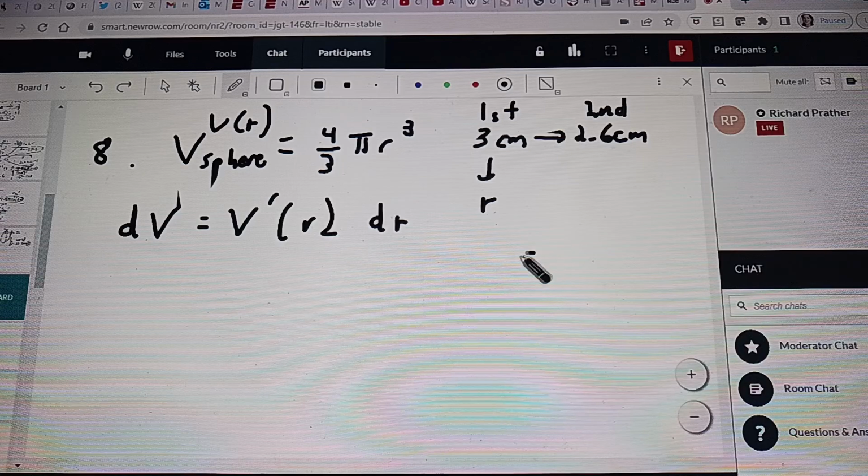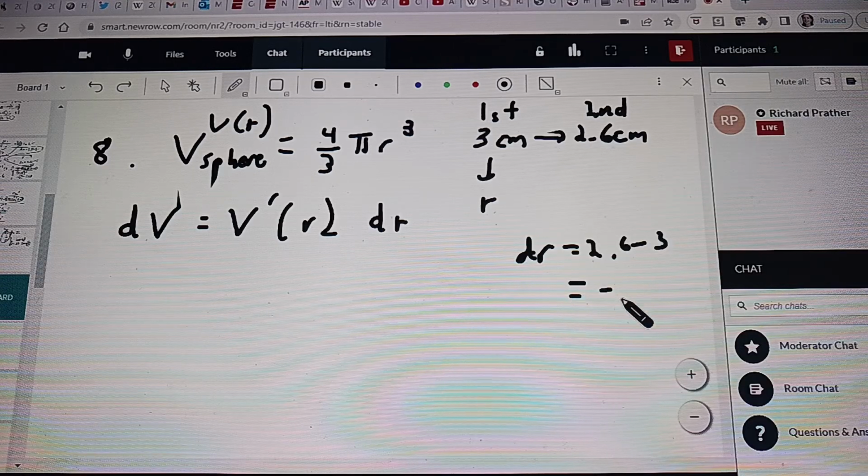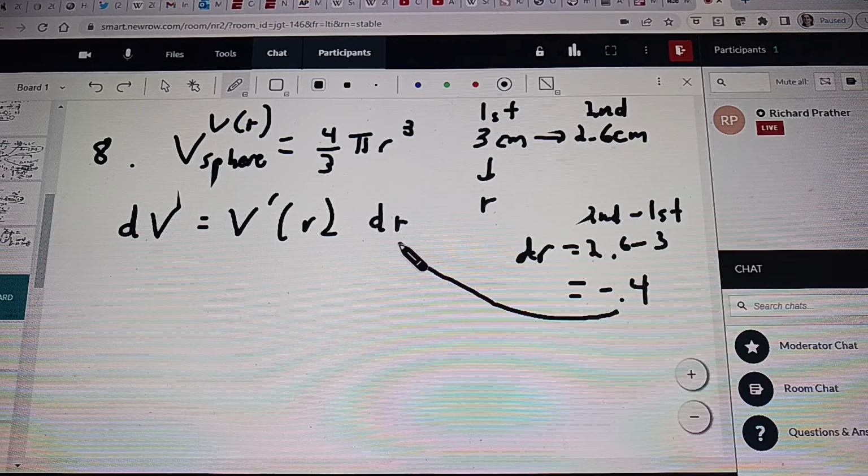So the change in R is the second value minus the first value, even if it comes out negative. It should come out negative if it's decreasing. The radius is getting smaller and smaller and smaller. It's decreasing by negative 0.4 at this moment. So that's what's going to go there. That's the easy part. Do the derivative of this.